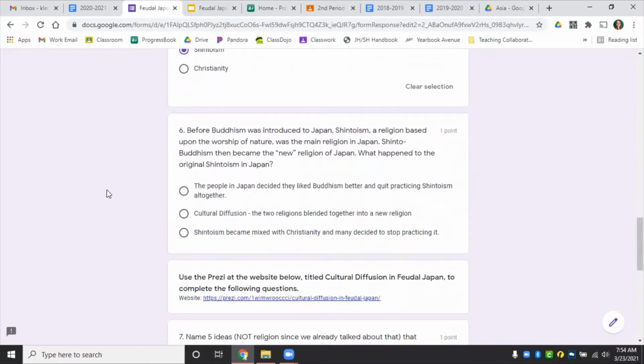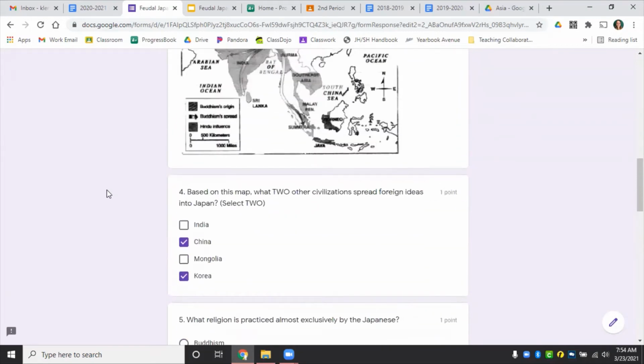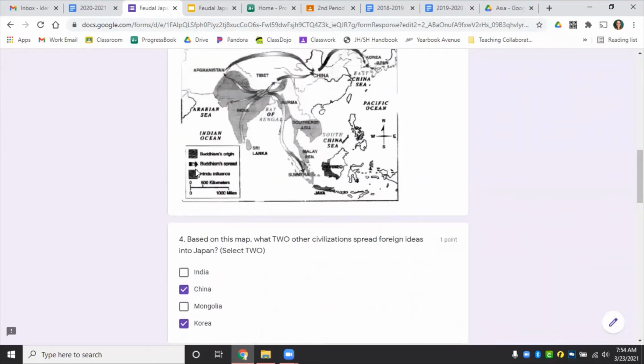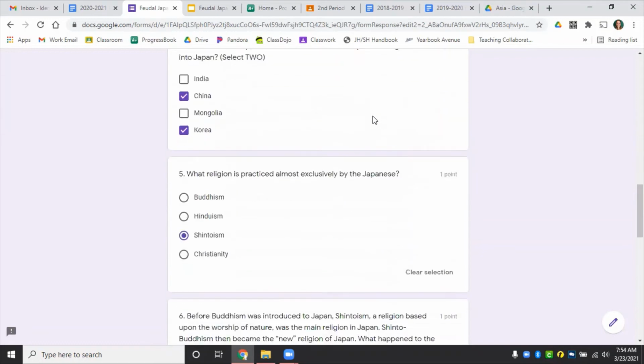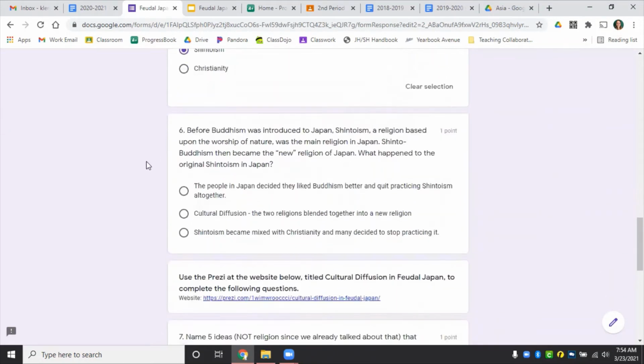Question number 6, before Buddhism was introduced to Japan, remember if we look back up at this map, these arrows are showing Buddhism spread, and we can see that from where it started in India, the religion eventually spread into Japan. So before that was introduced, Shintoism, which is a religion based upon the worship of nature, was the main religion in Japan. However, Shinto Buddhism became the new religion of Japan. So what happened to the original Shintoism in Japan?